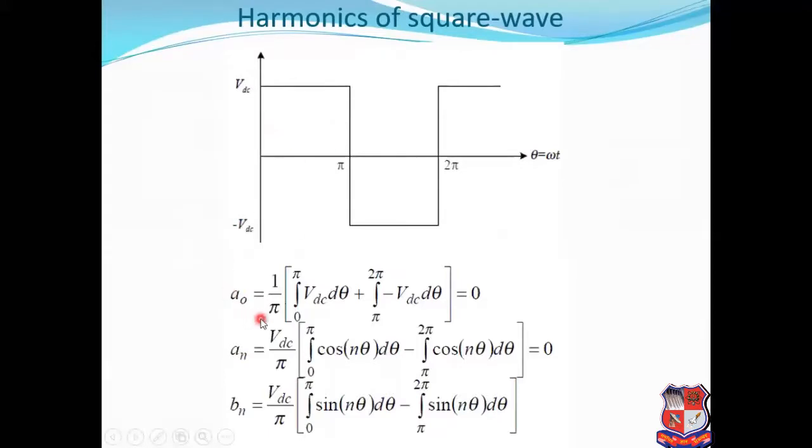In that case, a0 will be 0. a0 is nothing but our DC component, that means the average output voltage of the inverter, and this will be 0. Because we integrate VDC d theta from 0 to pi, and negative VDC d theta from pi to 2 pi, so it will be 0. Then we find an, another coefficient of the Fourier series, and that will also be 0. And then we will find bn.